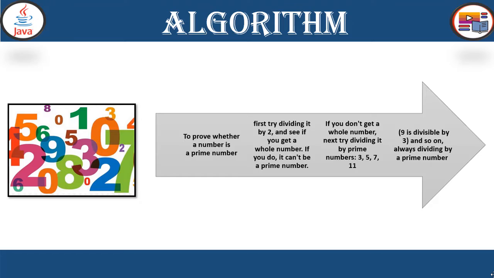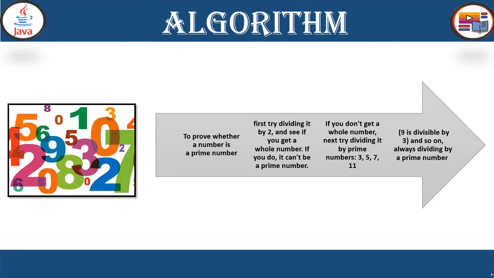Algorithm. To prove whether a number is a prime number, first we need to try to divide it by 2 and see if you get a whole number. If you do, it can be a prime number. Now next step, if you don't get a whole number, next try dividing it by prime numbers 3, 5, 7, 11. After 2, we come up with the next prime numbers and divide that number again by those prime numbers. Now 9 is divisible by 3 and so on.